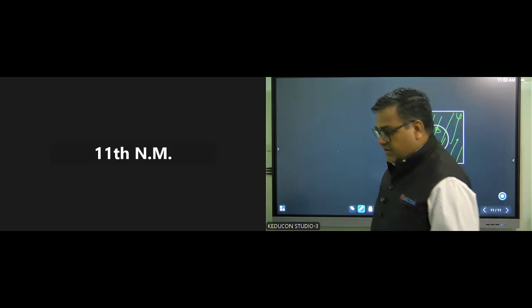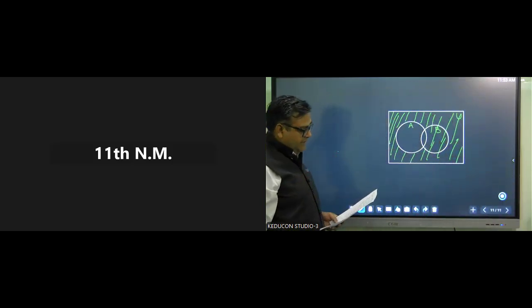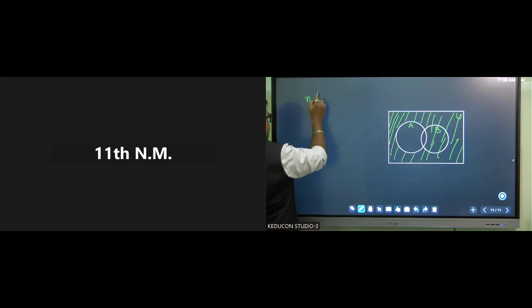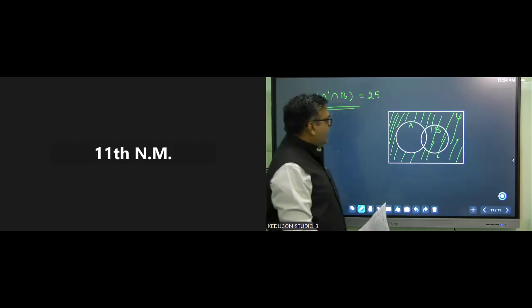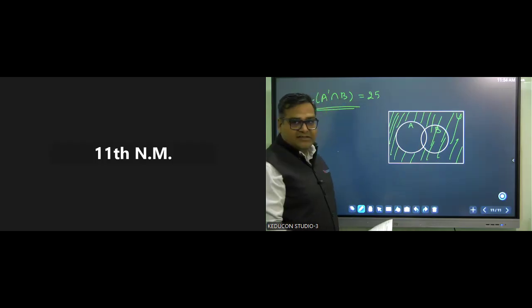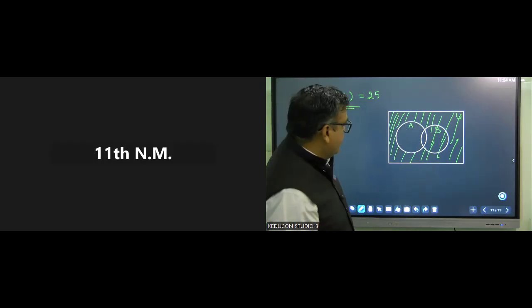Okay. Now I was explaining the second part, that is the reason part. Here it is given n of A complement intersection B. This is 25. We have to prove this, right? Now I have explained the shaded part is A complement. The shaded part is A complement, right?